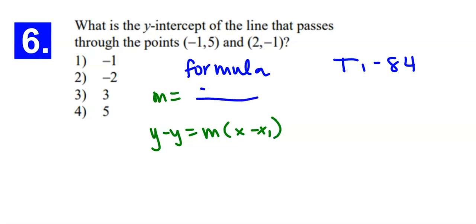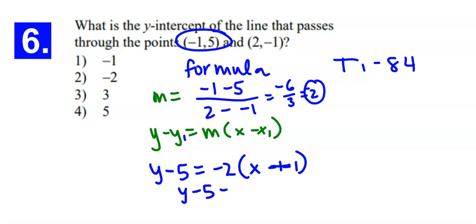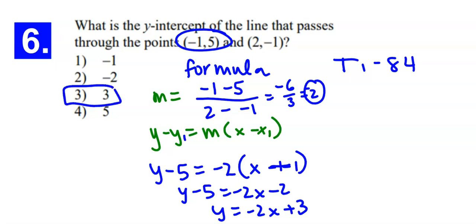So the slope would be y2 minus y1 over x2 minus x1, leaving us with -6/3 or -2. I can use any point for x1, y1, so I'll use this first one. So y minus 5 is equal to -2 for the slope and x minus -1. This will result in a positive 1 here. y minus 5 equals -2x minus 2, and then y equals -2x plus 3. So the y-intercept will be 3.